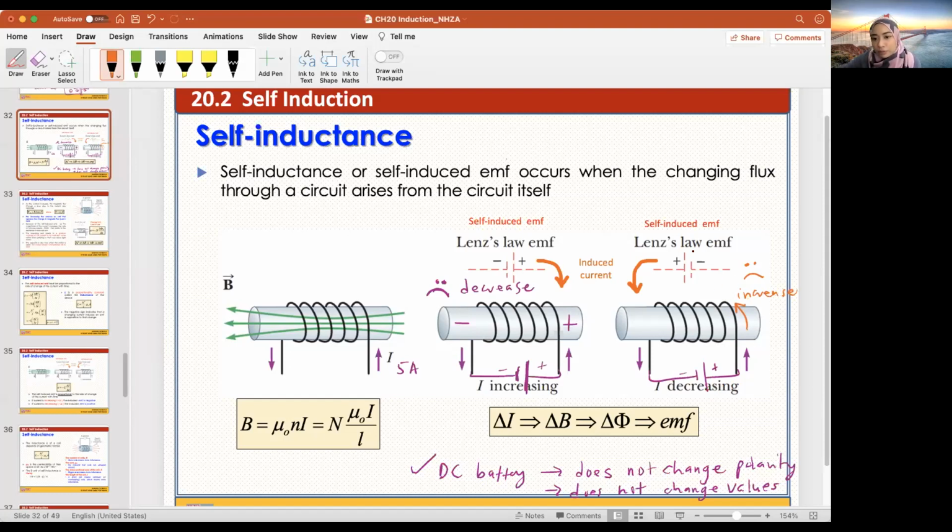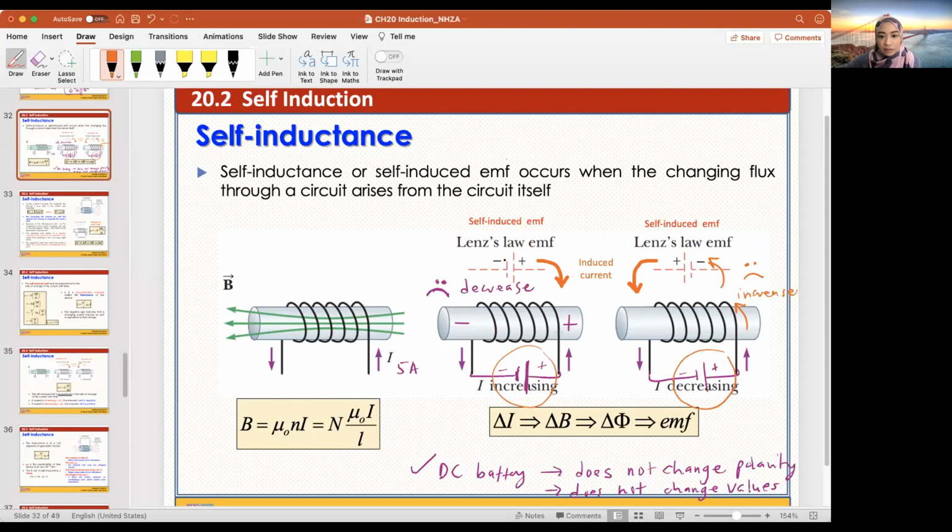So if I flow this way, this will be my positive. This will be my negative. Remember, current goes into negative and goes out from the positive. So this is my induced EMF. Okay, so something to note here. The battery polarity in the circuit does not change. It did not change even for the first situation, and in the second situation, it's the same. However, the induced EMF polarity is different.